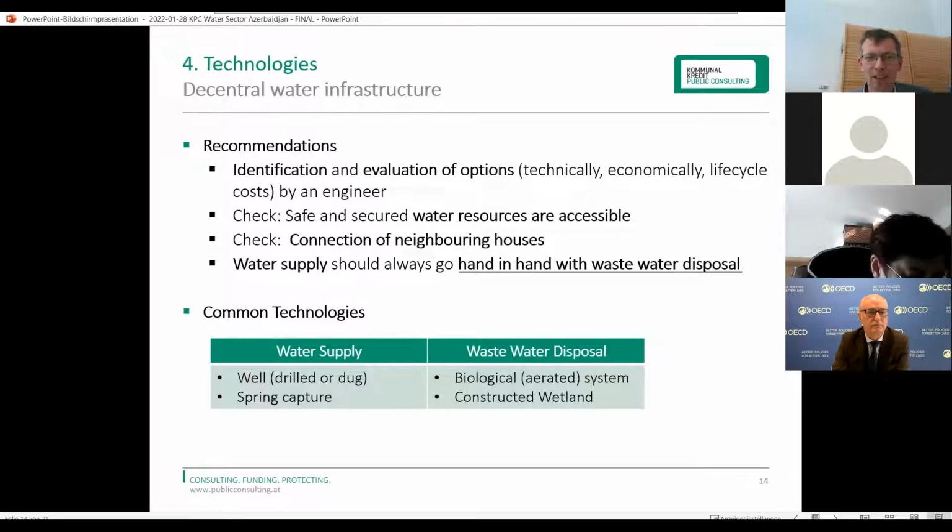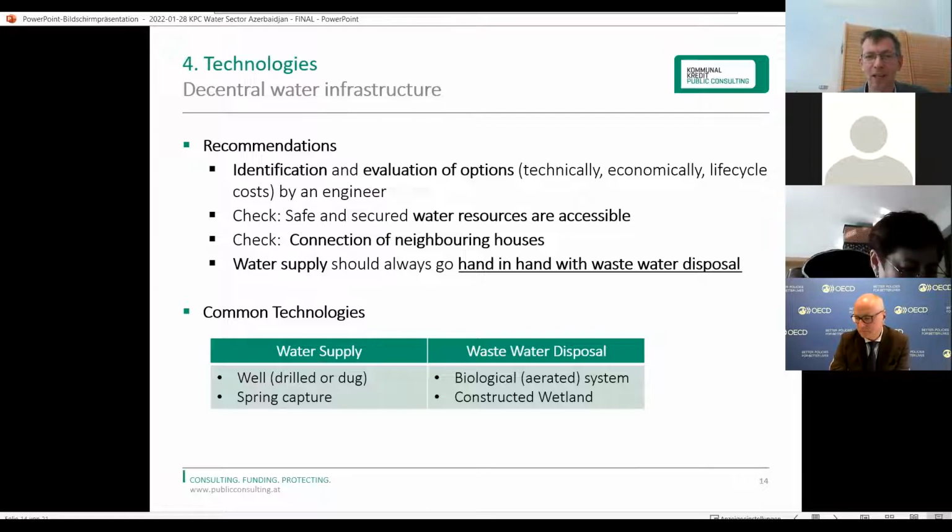In terms of technology, I don't want to say very much, because we have heard this in the previous presentations. I just want to mention again, because I consider it very important, the identification and evaluation of technical options and economical options is very important. And this is mainly managed by the engineers. So the engineer plays an important role in these considerations.